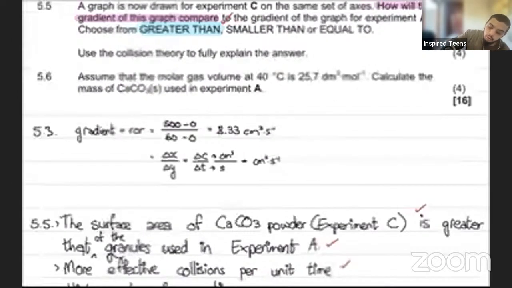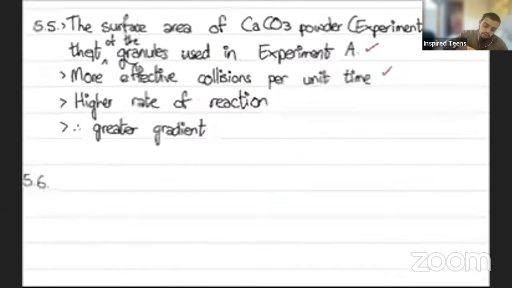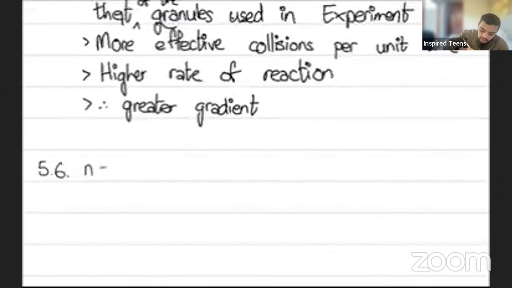I have the molar gas volume. So this is taking place at STP, so I can use the formula n is equal to V over Vm. I have to convert the 500 centimeters cubed to decimeters cubed. It's 0.5. Let's write it with units.